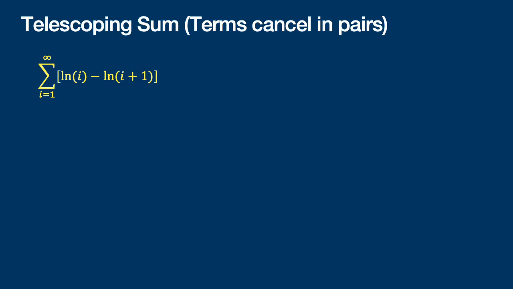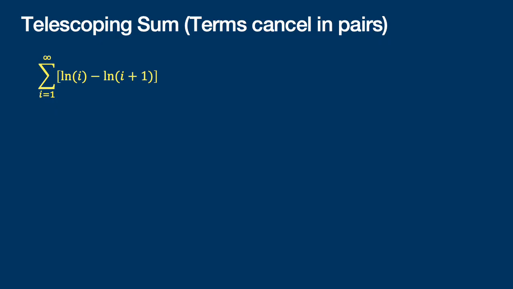Let's have one more telescoping sum here, guys. The summation from i equals 1 to infinity of ln i minus ln(i+1). We want to find if this series is going to converge or diverge. First step is you have to find the partial sum.